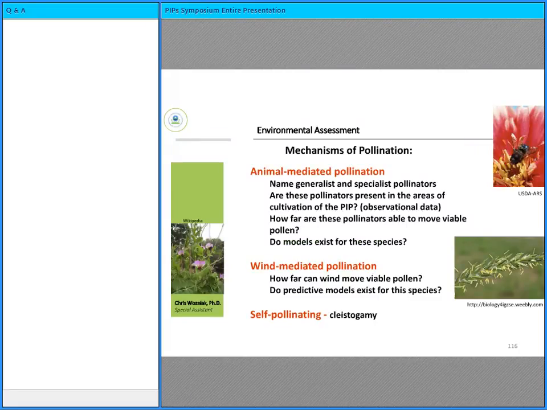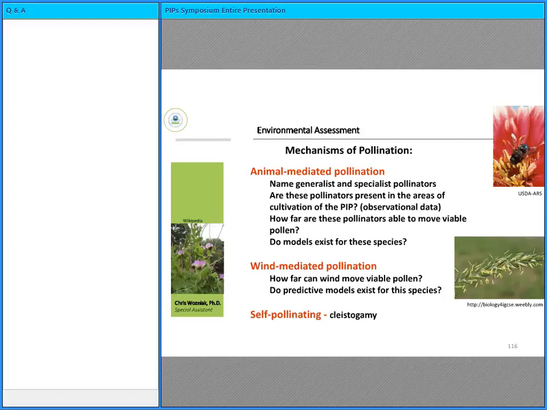In terms of the types of things we would consider, let's say we had a new species of crop come in that we hadn't seen before as a PIP, and one of the things we'd ask about is, how is it pollinated? Certainly, animal-mediated pollination can be quite different to deal with than wind-mediated pollination. So with some crops, for example, with sunflower, we know that there are bees, various hymenopterans, that will pollinate, and some of them can travel 5 miles with viable pollen.